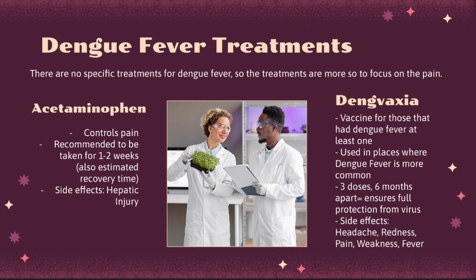For Dengvaxia, this is a vaccine for those who have had dengue fever at least once in their lives, and it's used in places where dengue fever is most common. It's recommended to do 3 doses 6 months apart, which ensures full protection from the virus. The side effects also include headache, redness, pain, weakness, and fever.